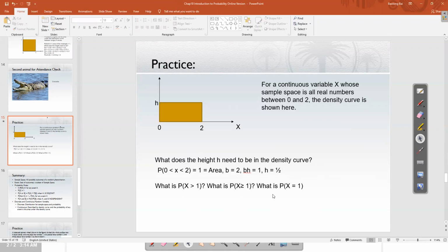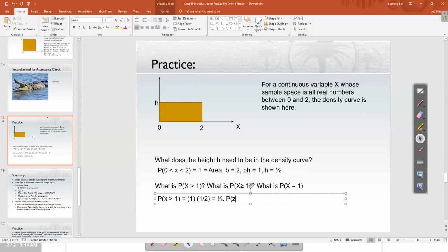And what's the probability of x greater than 1? Greater than 1, from 1 to the right, right? Then base times height. Base is 1, height is 1/2. So the probability of x greater than 1 will equal 1 times 1/2, which equals 1/2.